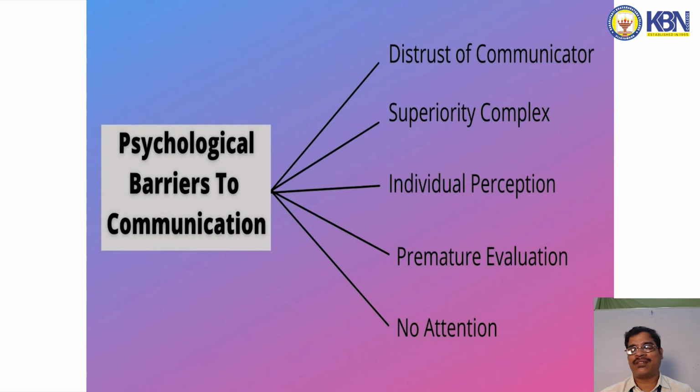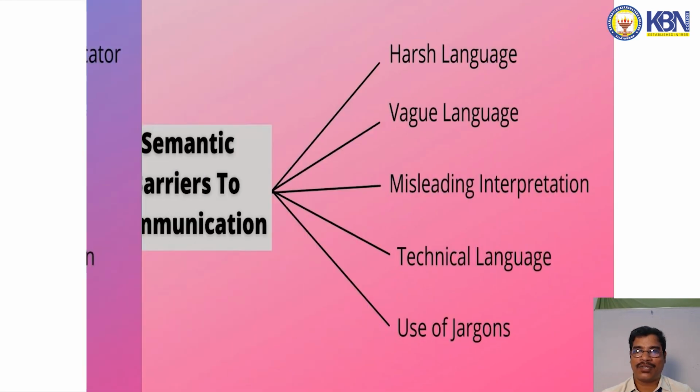And moreover, no attention. Sometimes some of my audience may not show 100% attention on the ongoing topic, the ongoing class or the ongoing lecture. So that can also be treated as one of the psychological barriers to communication.